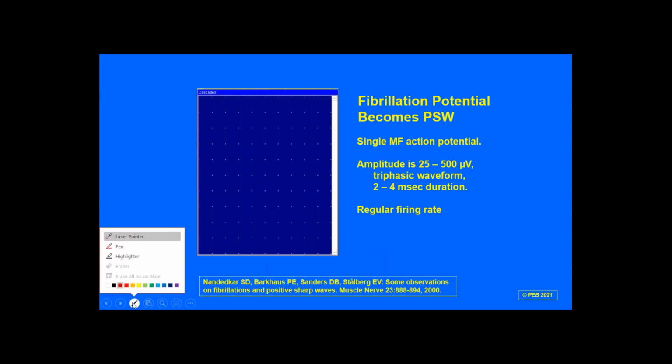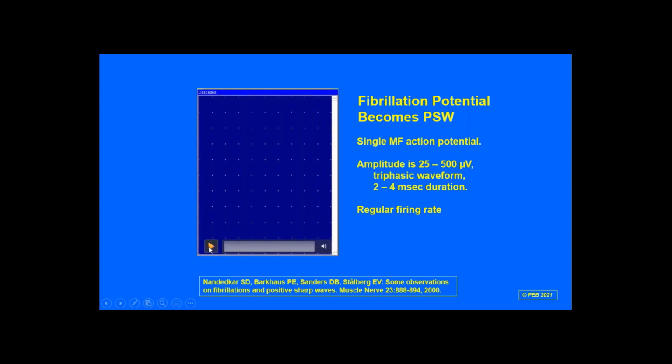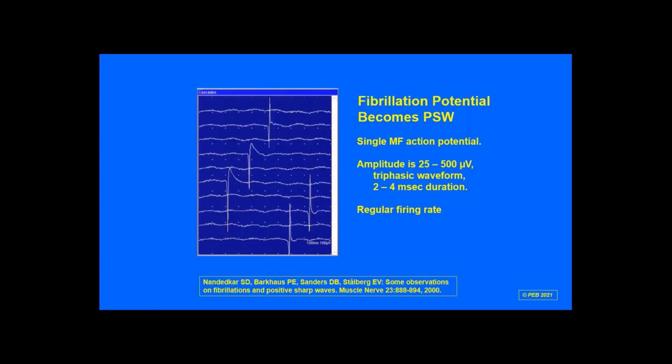fibrillation potential, so-called, become a positive sharp wave? And the answer is yes. And we showed this many years ago in a paper with our colleagues. And let me show you this. And you should be able to have some audio. And we had other examples too, but notice, and the needle position is good because this is the same here when this flipped back and forth, but it briefly went into becoming a positive sharp wave.